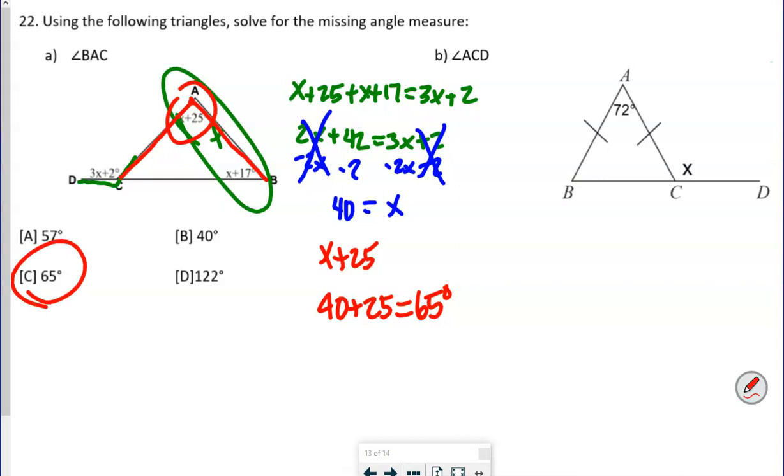Okay, so now we did this problem in our warm-up. So what you should see first is that these two angles down here, this angle and this angle, are congruent.